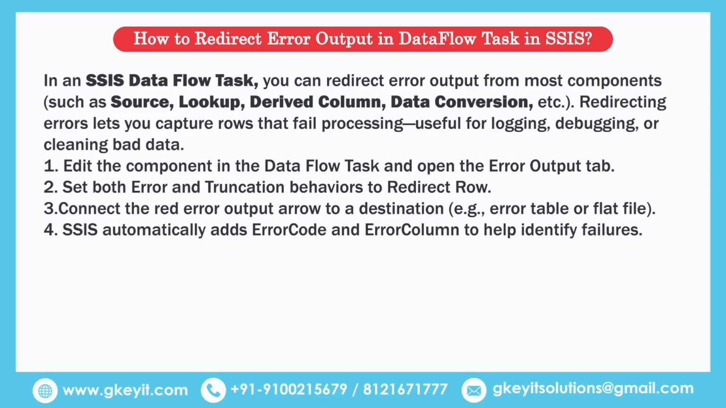For example, if you want to do this, first you have to edit the components in the DataFlow task and open the error output tab. Set both error and truncation behaviors to redirect row. Connect the red error output arrow to a destination, for example an error table or flat file. SSIS automatically adds error code and error column to help identify failures. Let us see these things step by step in SSIS.